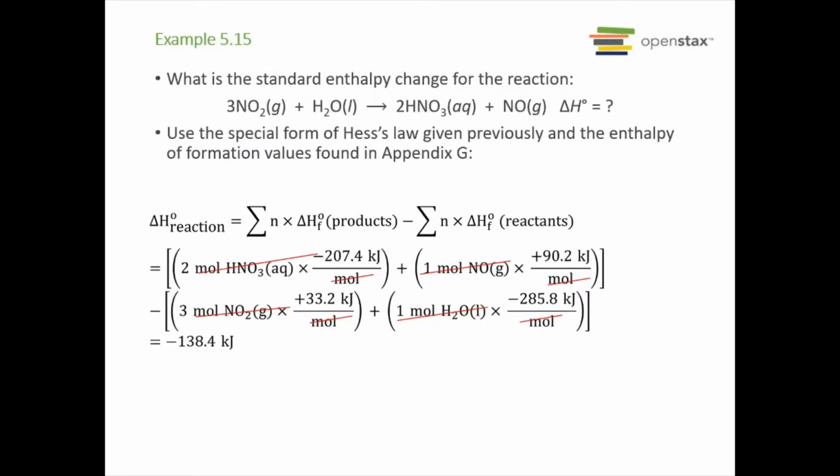So let's look at an example. We want the standard enthalpy change for this reaction. What we can do is look up the delta H_f of our various parts. Where am I in my book? Oh, there it is. Okay, and I'm going to bring up another example after this one.